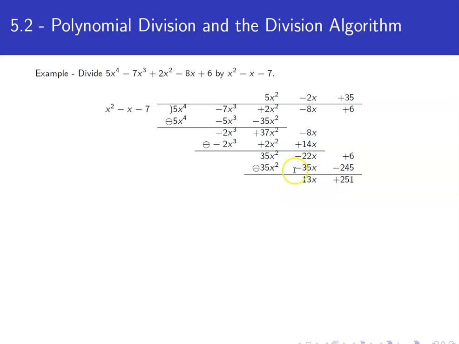Now I've got a degree here for this polynomial. The degree of this polynomial is less than the degree of that polynomial. So I'm done. So that means that we can rewrite our original polynomial as 5x squared minus 2x plus 35, the quotient, times the x squared minus x minus 7, what we're dividing by, and then plus the remainder, which is 13x plus 251.